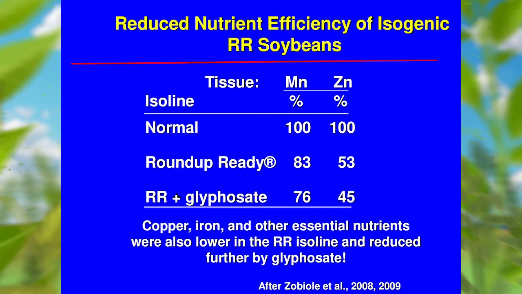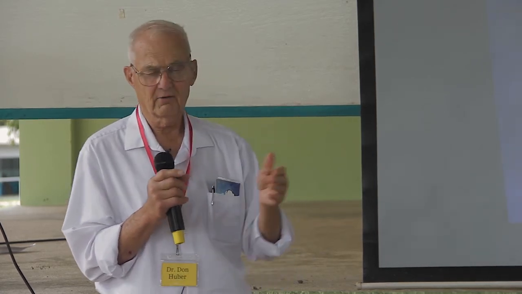Roundup Ready soybeans in this variety have a 17% reduction in manganese just with the presence of the Roundup Ready gene, the bacterial gene that's been inserted there. Plant has to work harder, and you have 47% reduction in zinc efficiency. Then you add your glyphosate, take advantage of that trait for weed control. Very powerful mineral chelator and also antibiotic that affects those nutrients. And you see kind of a double whammy effect that we need to compensate for if we're going to use the technology efficiently in our crop production.